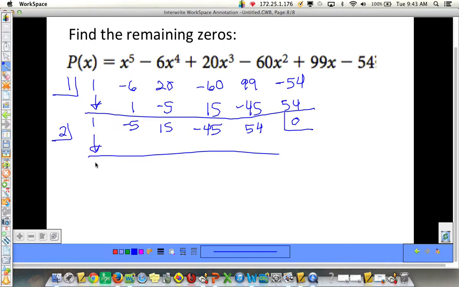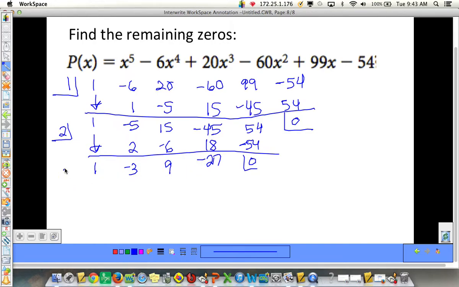Drop the first number down, multiply by 2, add, multiply by 2, you get negative 6, add those together, 9, multiply by 2, 18, add those together and you get negative 27, multiply by 2, you get negative 54, add those together, whoops, that should be negative 54, add those together and you get 0. So now I've broken it down to a degree 3 polynomial.